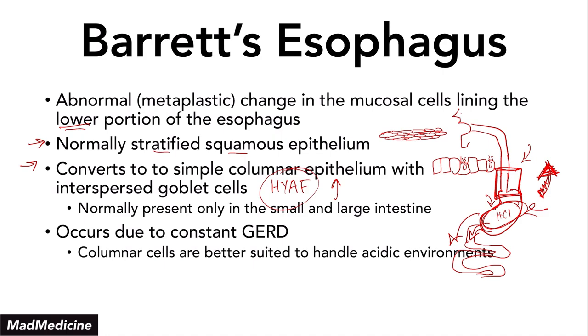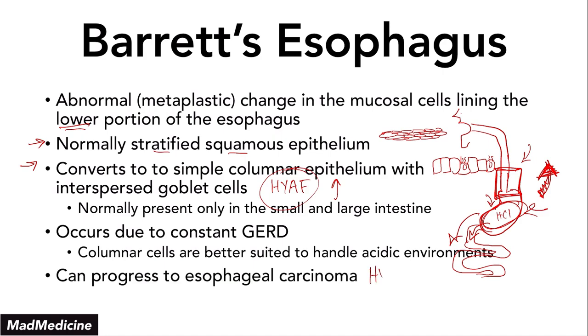And when all of this happens, if left untreated, the reason why Barrett's esophagus is so dangerous is that it can progress to esophageal carcinoma. Do not forget this. Barrett's esophagus is a type of dysplastic lesion that can progress to carcinoma. So metaplasia, if left untreated, can, and you need to remember this, it can progress into a pathologic carcinoma or a cancerous state that can be very deadly.